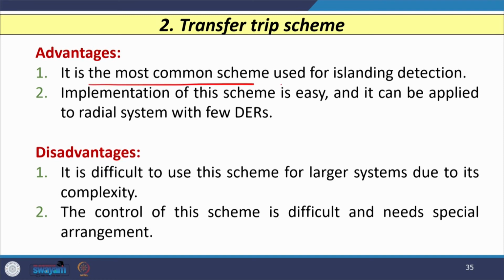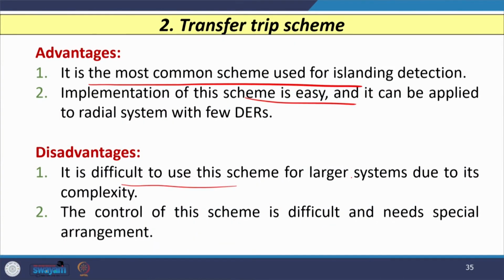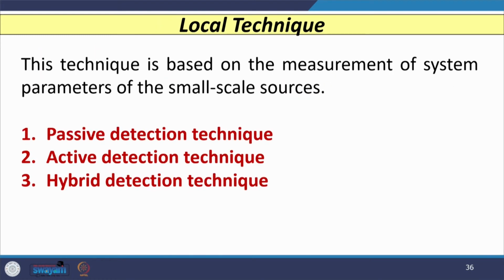This scheme is the most common scheme used for islanding detection, and implementation of this scheme is easy and it can be applied to radial systems containing few distributed generators. However, it is very difficult to use this scheme for larger systems due to complexity, and control of this scheme is difficult and needs some special arrangement. That is why the major disadvantage of remote based islanding detection schemes is the requirement of several additional equipment, let us say communication equipment and devices. So, sometimes when such a cost barrier is there, the local technique can be used.